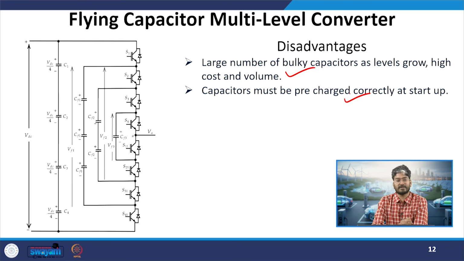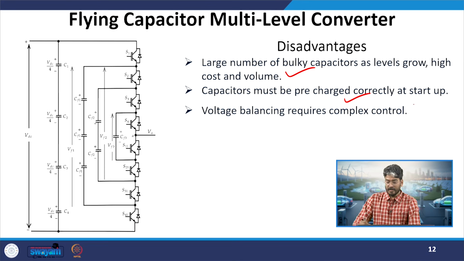Capacitors must be precharged correctly. In our analysis, we have already considered that the capacitor had the required voltage at the starting stage itself, but during the initial startup it has to be done using some pre-charging algorithm. Voltage balancing requires complex control because at every sampling point we have to sense the capacitor voltages and current direction.